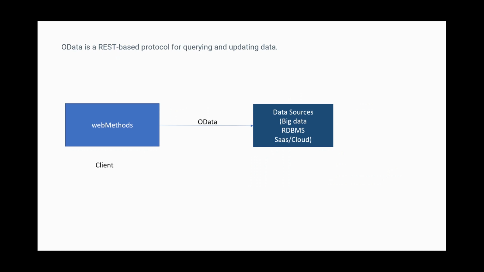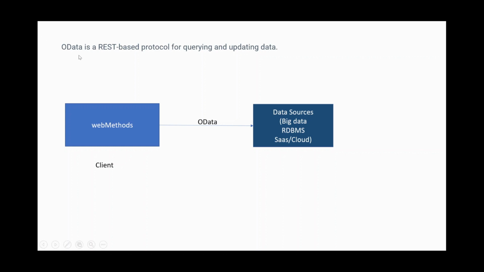Hi, in this video, we are going to see how to consume OData services from webMethods. Basically, we will have the OData service available in these data sources. Mainly, it will be a big data system or any kind of relational database management system or some kind of SaaS or cloud platform. They also offer OData related services. Basically, they will have a table which they expose as a service, which is an OData service, through which we can connect and retrieve or update the data.